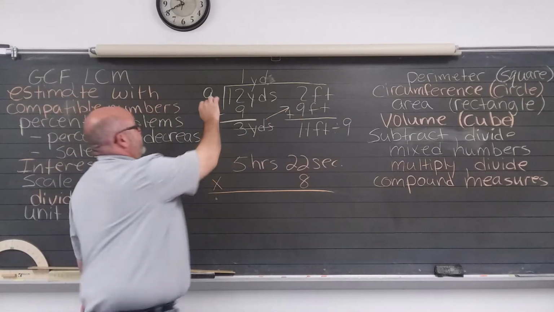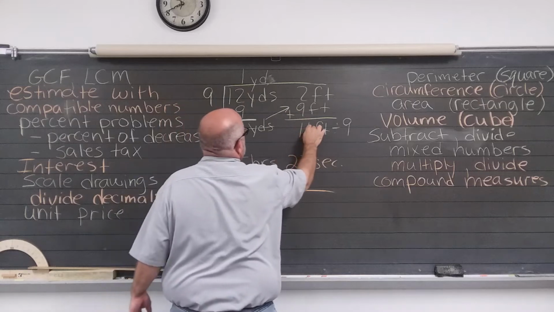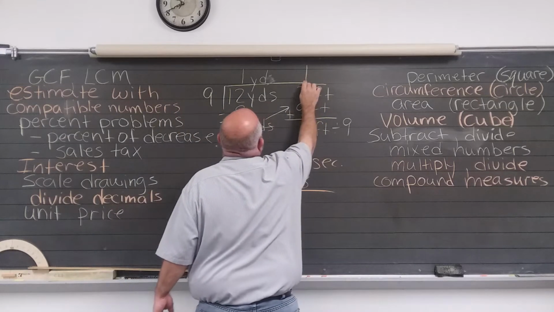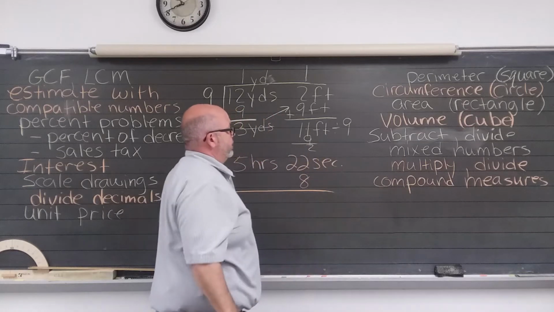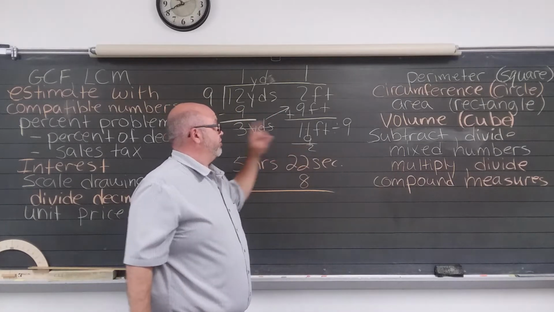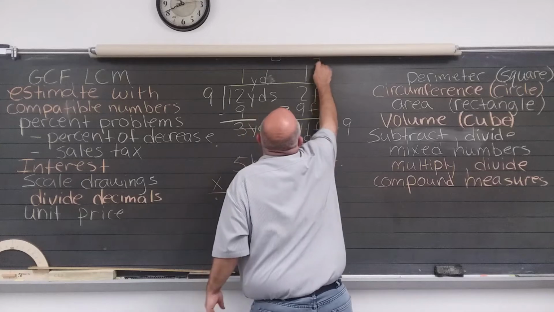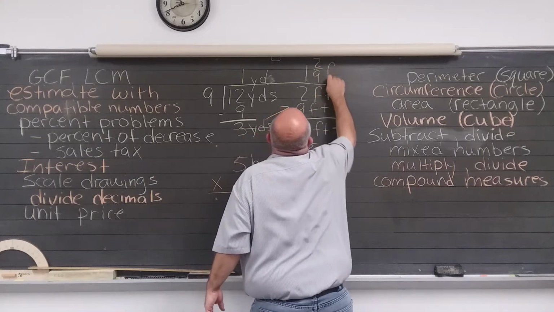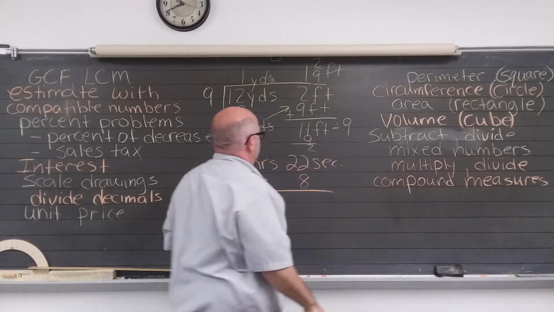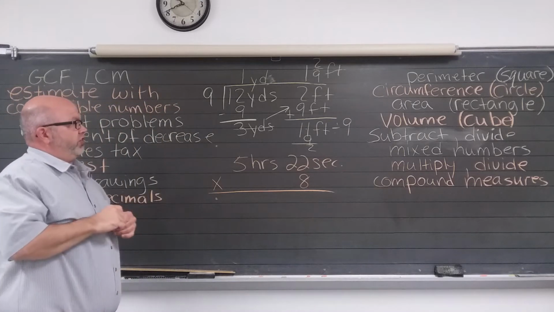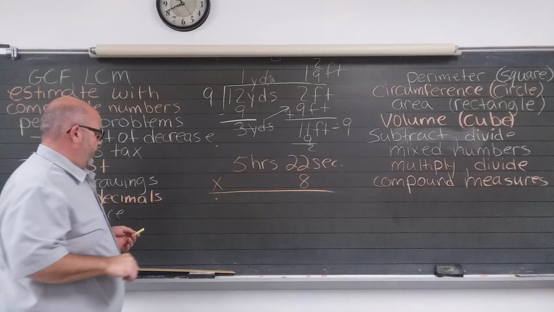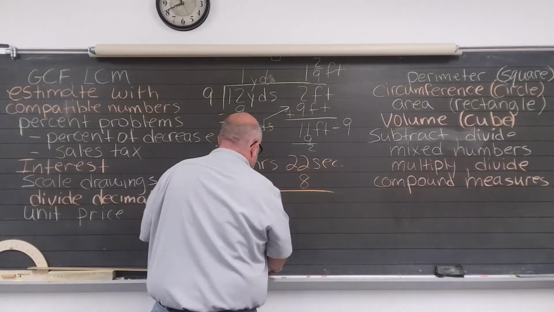Okay? 9 into 11 is 1 times 9. 11 minus 9 is 2. Just make that a fraction. 2 over 9. 1 and 2/9 feet. So you have 1 yard, 1 and 2/9 feet. Know how to do that. All right?